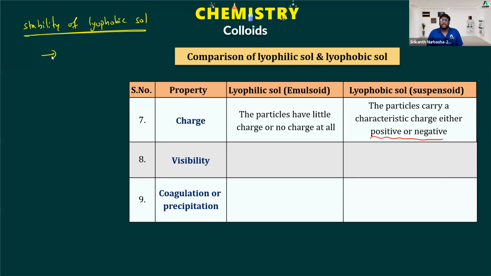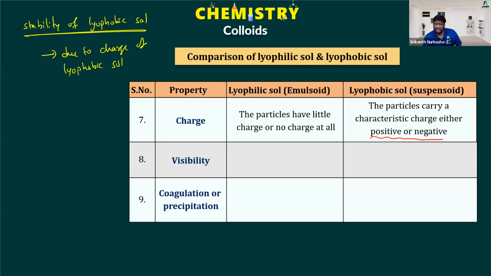Because of intermolecular force of attraction. Two particles always attract, or not? Because of intermolecular force of attraction, they come closer and closer. If they have any charge, then they will repel and will not form a suspended particle. If they have no charge, they will simply aggregate. It is no more a colloidal solution. So the stability of lyophobic sol is due to charge.